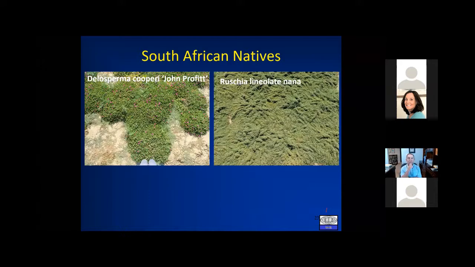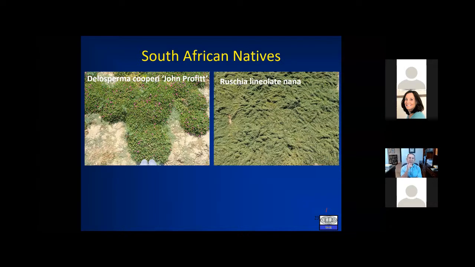Okay, we have two South African natives. These are both ice plants, is what everyone calls them. Delosperma cooperi John Prophet is one. It's a little slower growing, but it does get established, and they have bright flowers. There's different colors of some of these. The one on the right is fairly new. It's introduced by a gentleman in Chino, and it's called Ruschia lineolata Nana. This is a much tighter form of Ruschia, and it has little flowers as well, but you can see how it's filled in. It almost looks like an octopus.